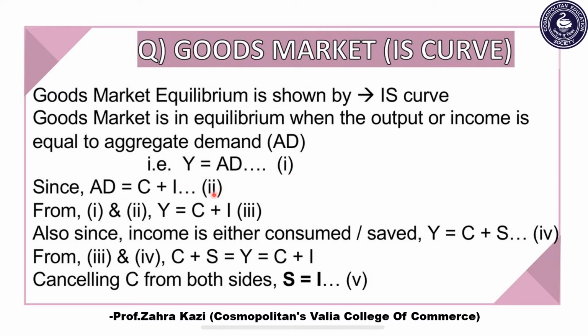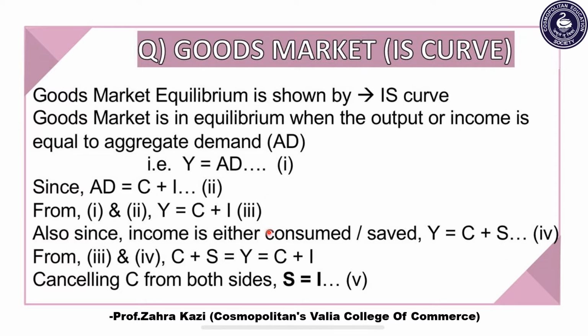From equation 1 and equation 2, we get our equation 3. That is, Y is equal to consumption expenditure plus investment spending, because AD is common. Also, since we already know that income is either consumed or saved, we can write this as income is equal to the total of consumption plus saving. So we get our equation 4.